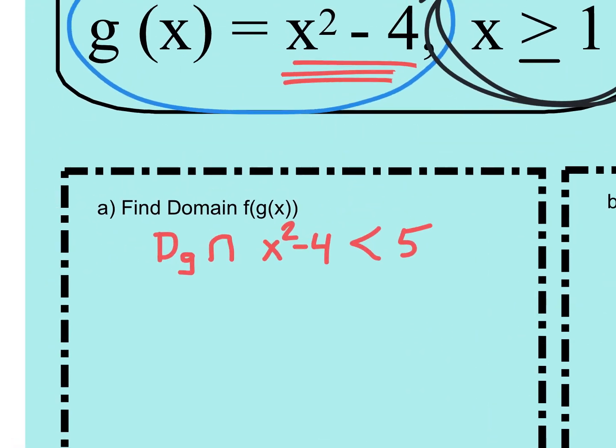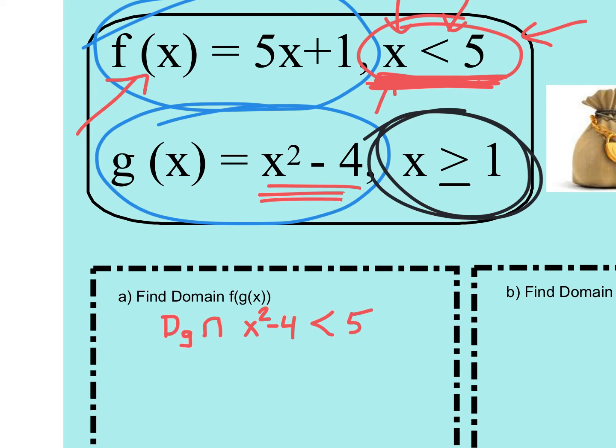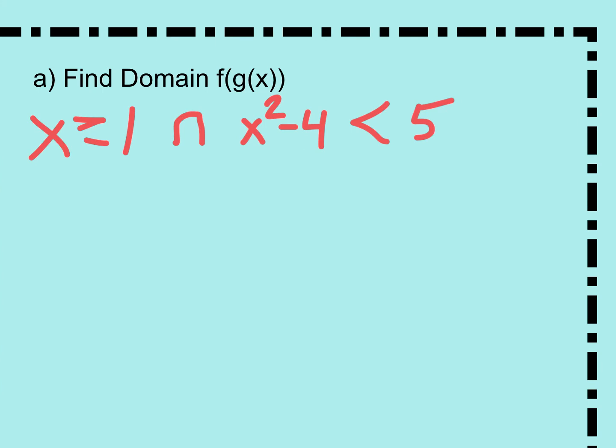And now what is the domain of g? I can replace that with the fact. Here it is. It says so. It says x is greater than or equal to 1. So I'm going to erase domain of g and put that. Domain of g is x is greater than or equal to 1. And now that looks like something you could do.